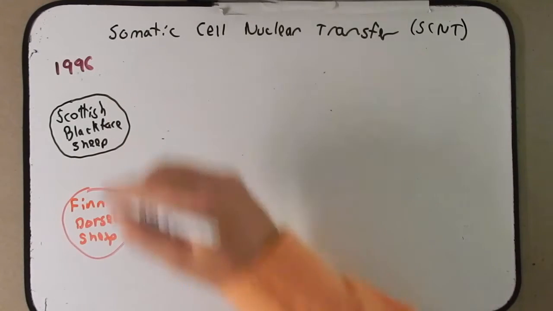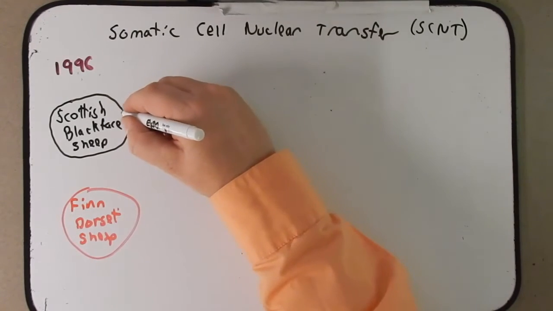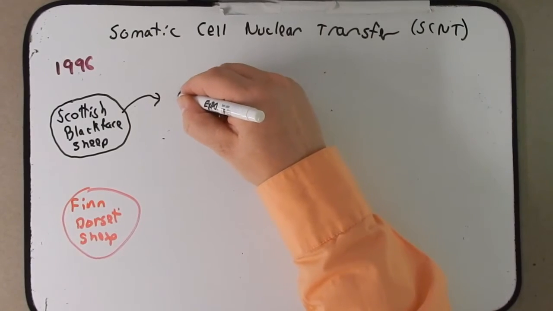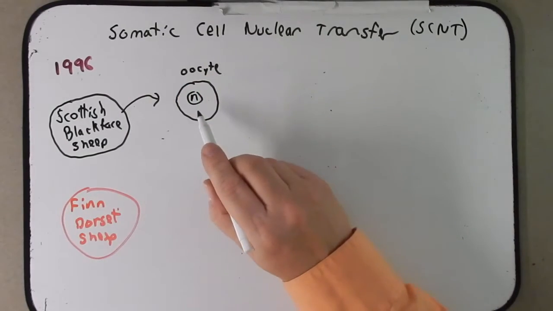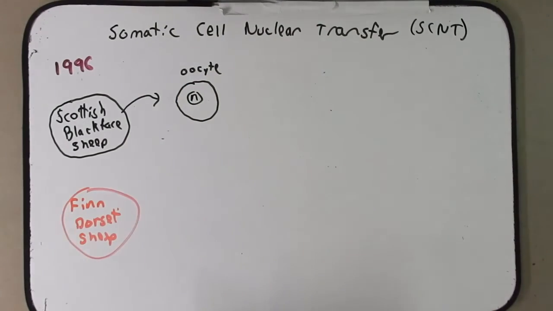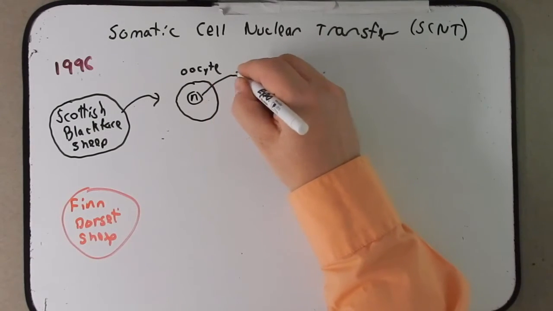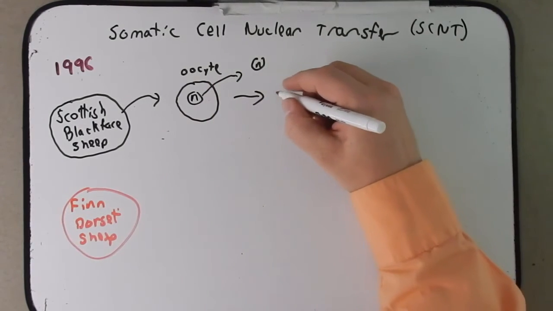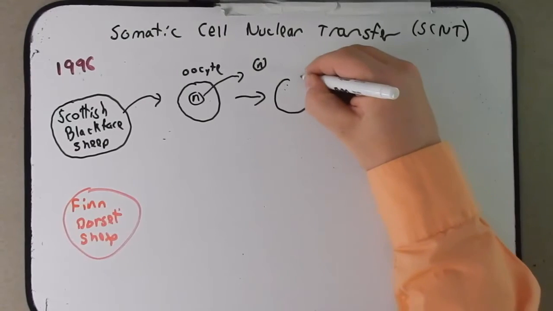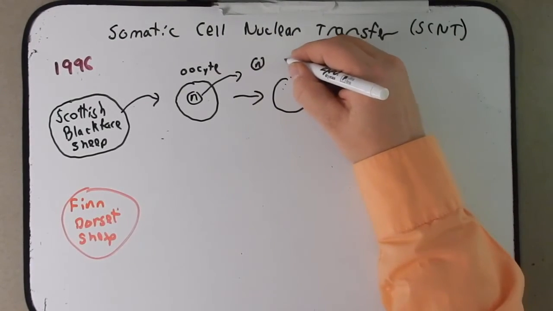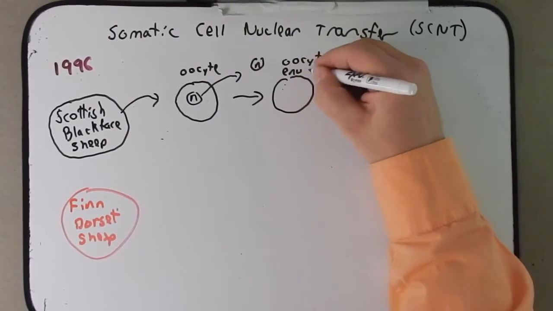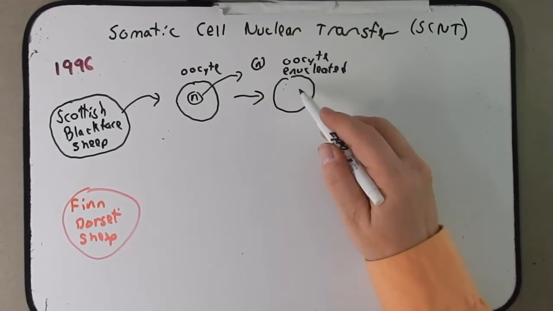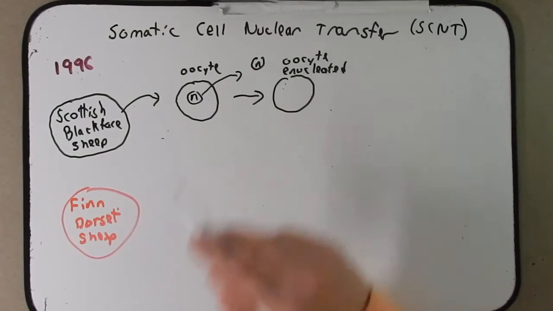And what they did with the Scottish blackface sheep is they isolated an oocyte. It being an oocyte, it was only a haploid genome. But they removed it and discarded it. And now we had an oocyte that was enucleated. It still had all the cytoplasmic factors in it. The only thing removed was the nucleus.